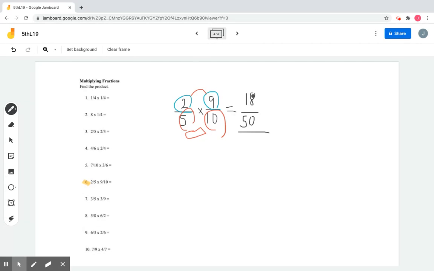So I'm gonna divide both the numerator and denominator by 2. So it will be 9 and 25. Then the fraction is 9 over 25. Can this fraction be simplified? The answer is no. So this will be the final answer. 9 over 25.